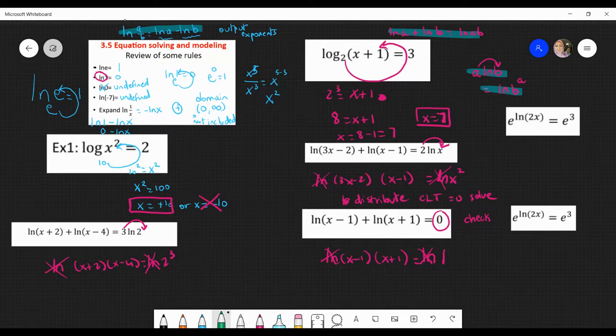Now we see e in this next equation. If I see it on both sides, that means I can easily get rid of it. Ln of 2x equals 3, and the base is e. So 2x equals e to the power of 3, divide by 2, e to the power of 3 over 2. And we can leave it as is because e is Euler's number. It's a constant. You can get an approximation on the calculator, but you don't need to unless you're asked to do so.